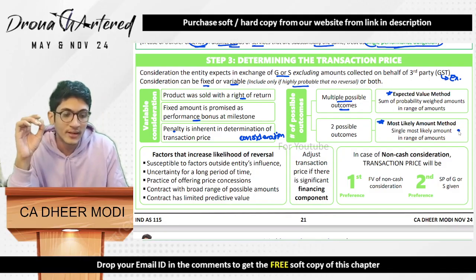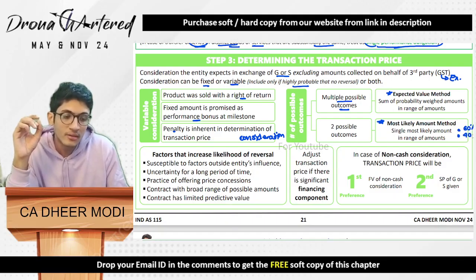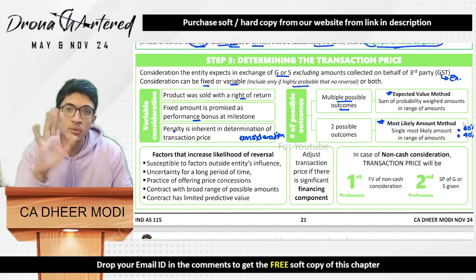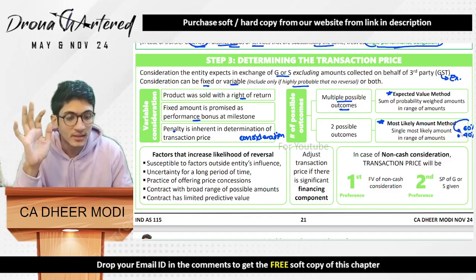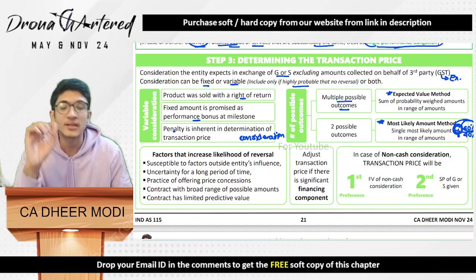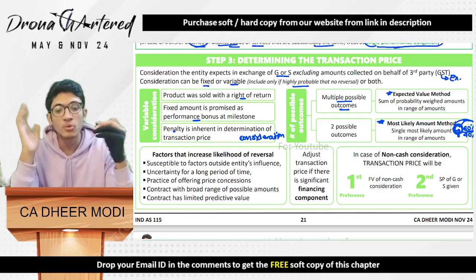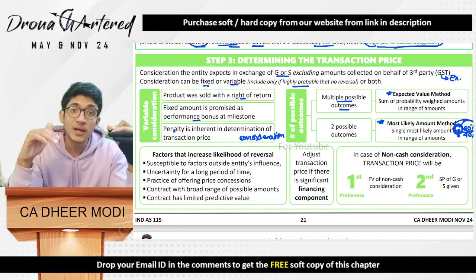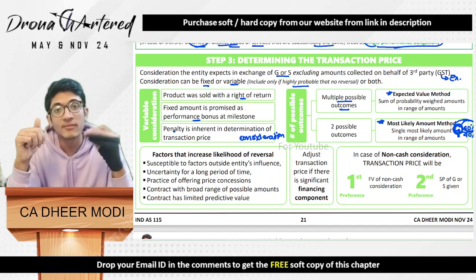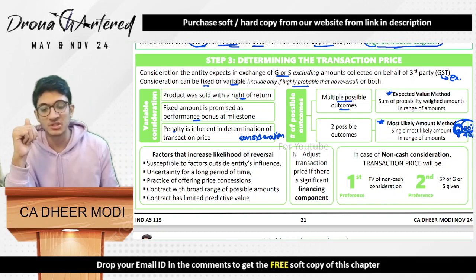If you have two, that either this will happen or this will happen, and this I feel has a 60% probability, and this I feel has a 40% probability. In such a case, I will not take a weighted average of amount into probability. I will just take this amount because this is most likely to happen, that is 60%. So I will recognize the transaction price at that amount. So that is your most likely method. This is at what amount to record your transaction price when there is variable consideration.